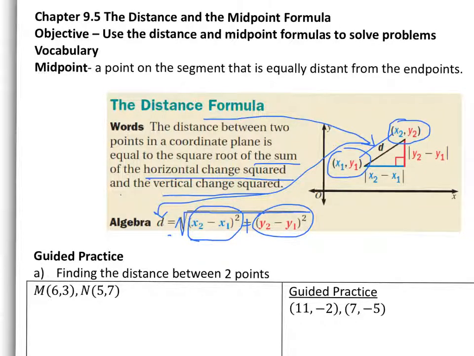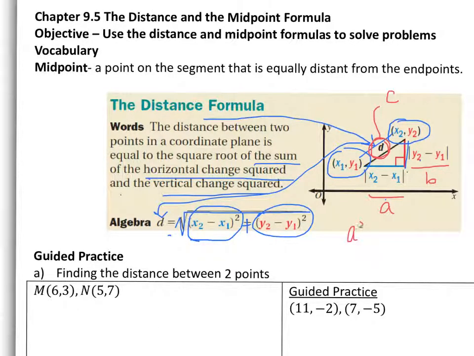So to find the distance between x2 and x1, I simply take the difference. To find the difference between y2 and y1, I take the difference. As you can see, this picture forms a right triangle, and our goal is to find the distance D. For now, I'm going to let D equal C, the horizontal change A, and the vertical change B.